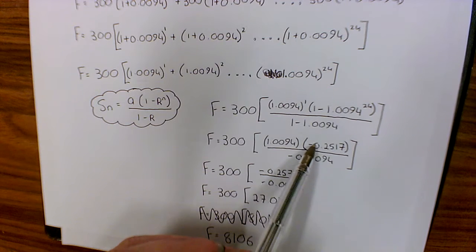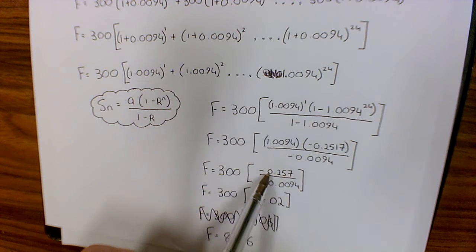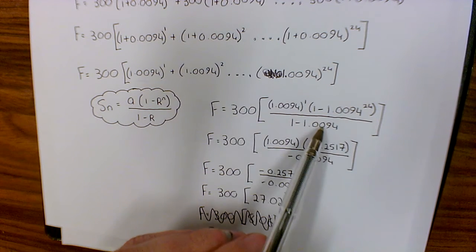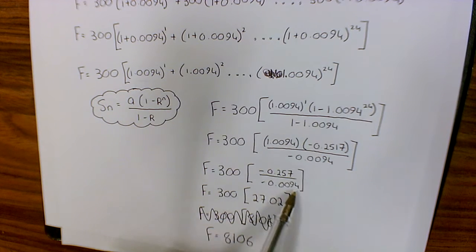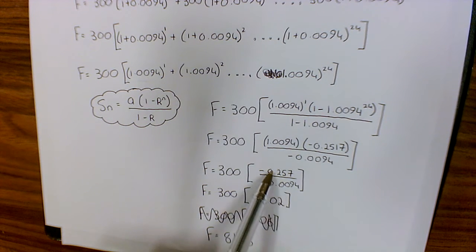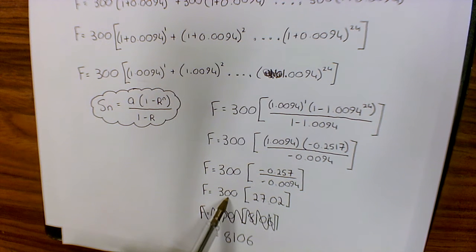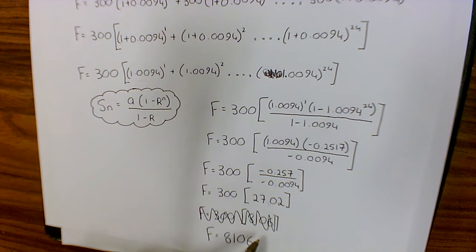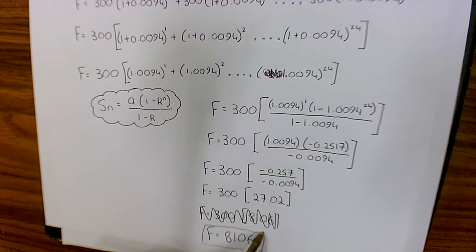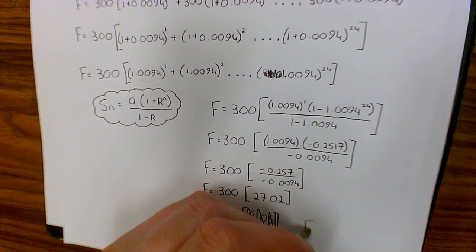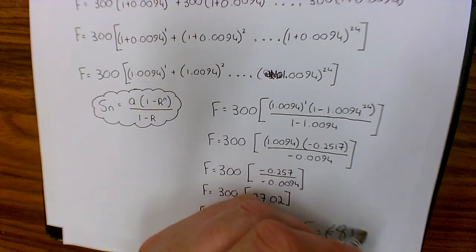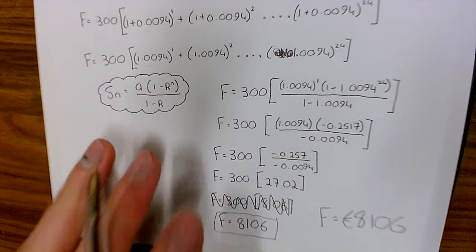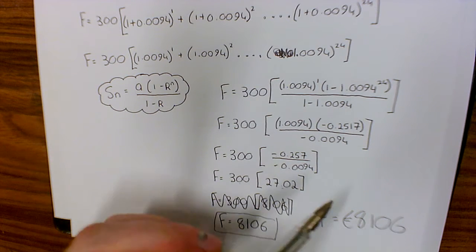If I multiply those two together, I get minus 0.257, and again I'll take away the 1 minus 1.0094, and I get that, and here it is still. Divide one into the other, I get 27.02. I still have my 300 outside. There we go. So final amount is 8,106. Okay, so that's the answer.